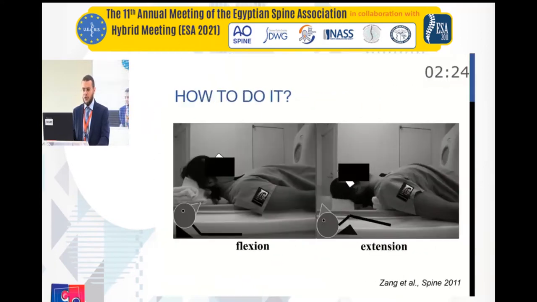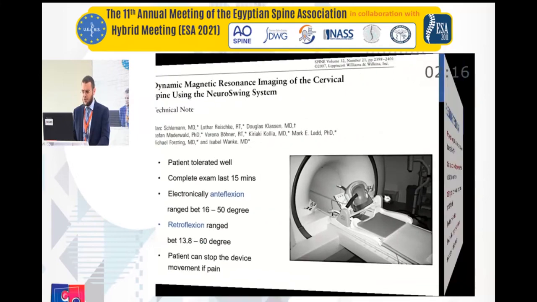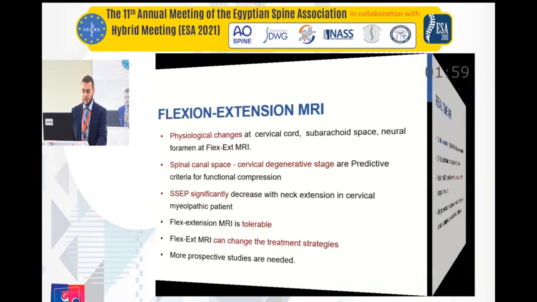During a flexion extension, it's easy: just put a pillow and do a regular routine MRI. Some people use a device, but at the end, we need to show that there are physiological changes, and they proved this with somatosensory evoked potential. The flexion extension is tolerable to the patient, and at some point, you can change your plan by doing this. But what's new is real-time MRI.